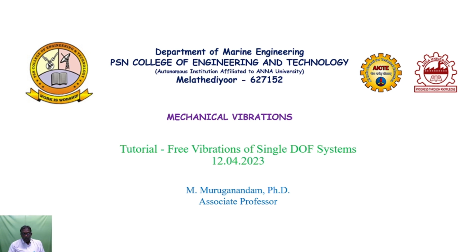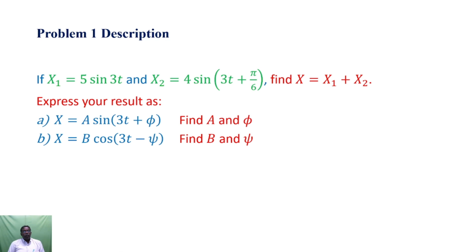Let us go to the topic on this vibration, where problem 1 is given as below. If x1 is equal to 5 sin 3t and x2 is equal to 4 sin(3t + pi/6), find x is equal to x1 plus x2. Express your result as x is equal to A sin(3t + phi), where A is a constant and phi is called the phase angle.